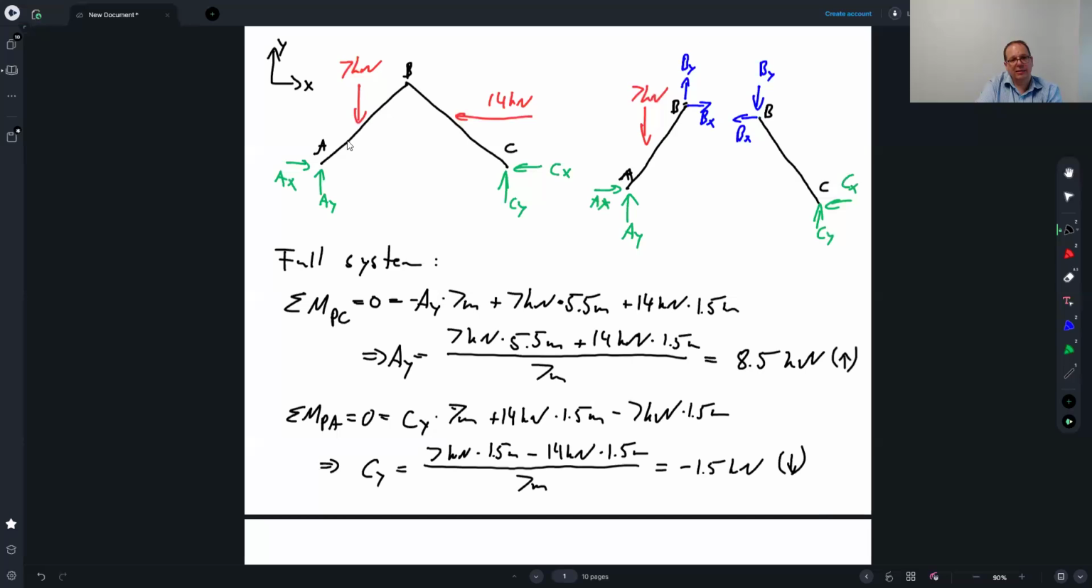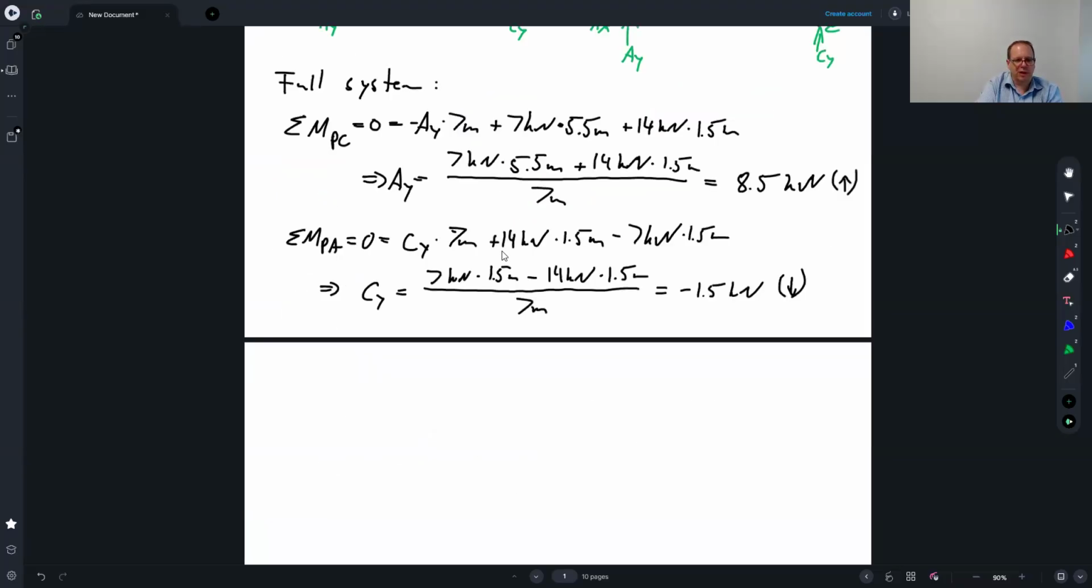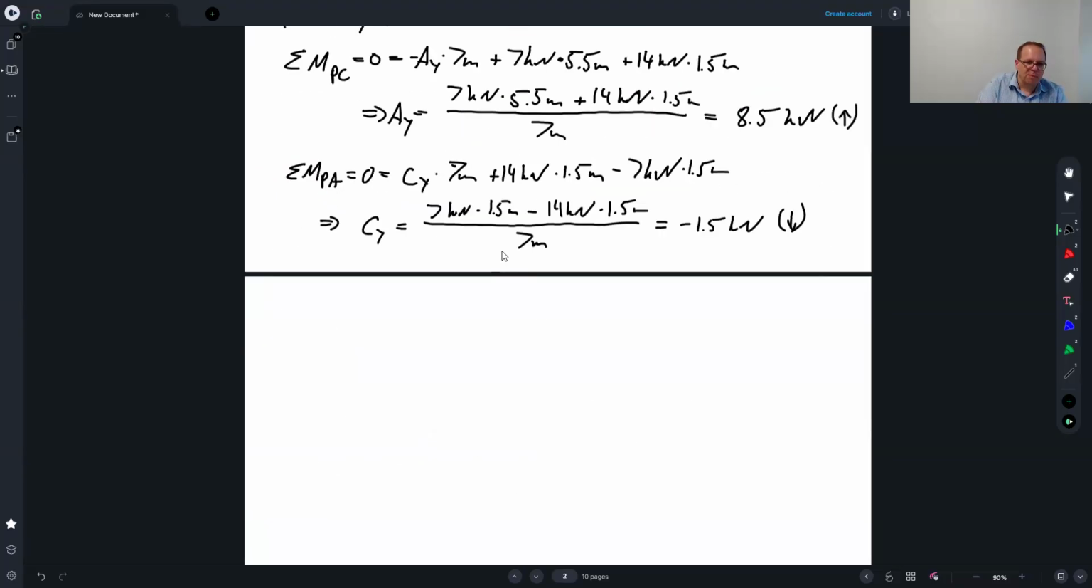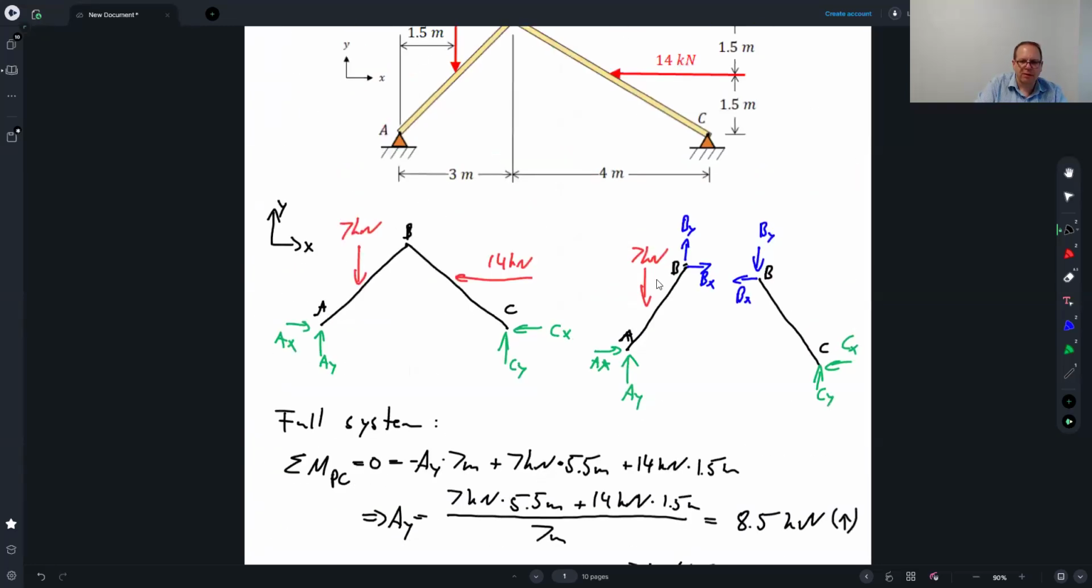AX and CX are related, but I can't find either of them yet, so let's wait with that. So what could I do? I could go to my member here and just do a moment about B, because then the only unknown is going to be AX, so I can find AX. So let's say member AB, sum of moments around point B. Let's go back. Yes, about B.